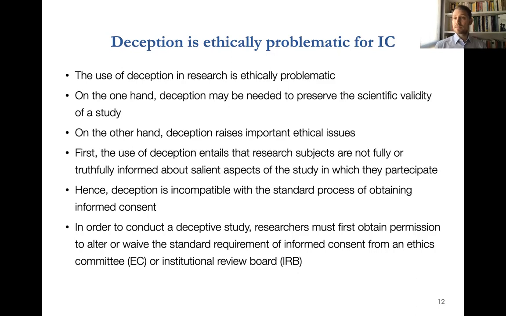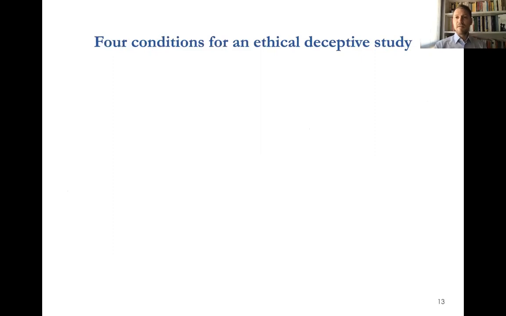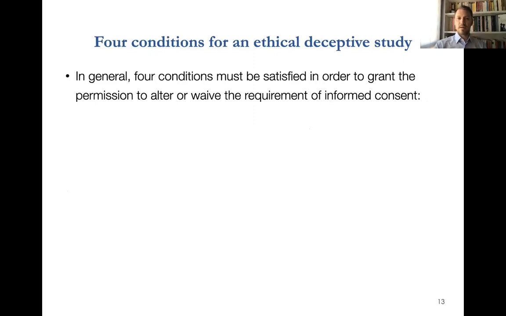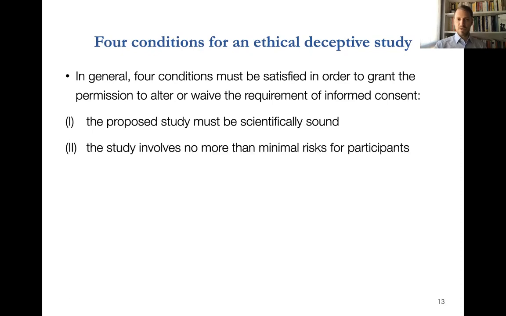So you have to apply and to say that in this specific case, you have reasons to alter or waive the standard process for obtaining an informed consent. Now, there are 4 important conditions before you can actually do that. So first, you should be able to argue that the study is scientifically sound. So deception is ethically problematic, but it is unjustifiable, the use of deceptive designs, if there is no scientific rationale backing up the necessary resorting to deception.